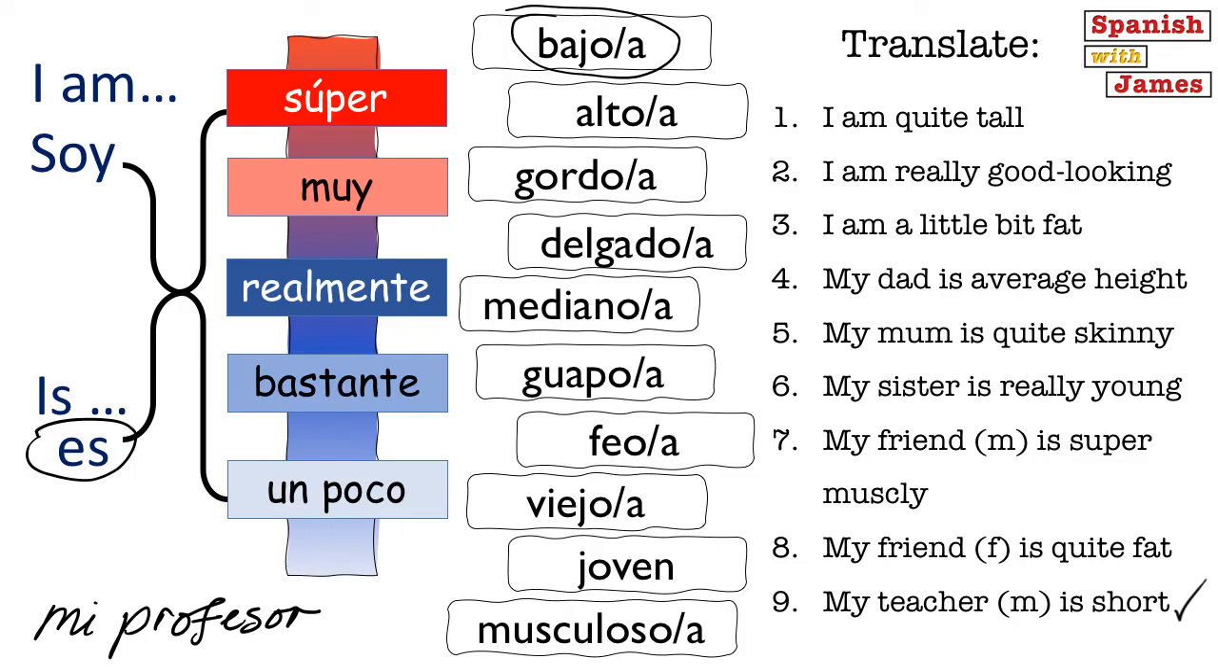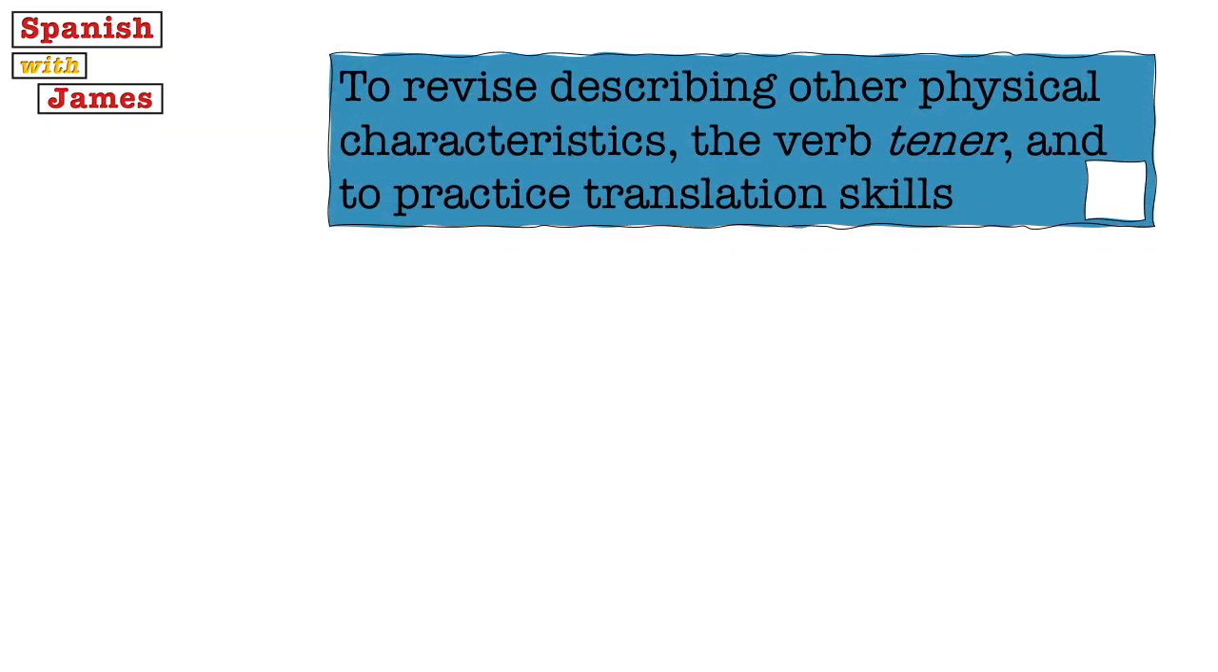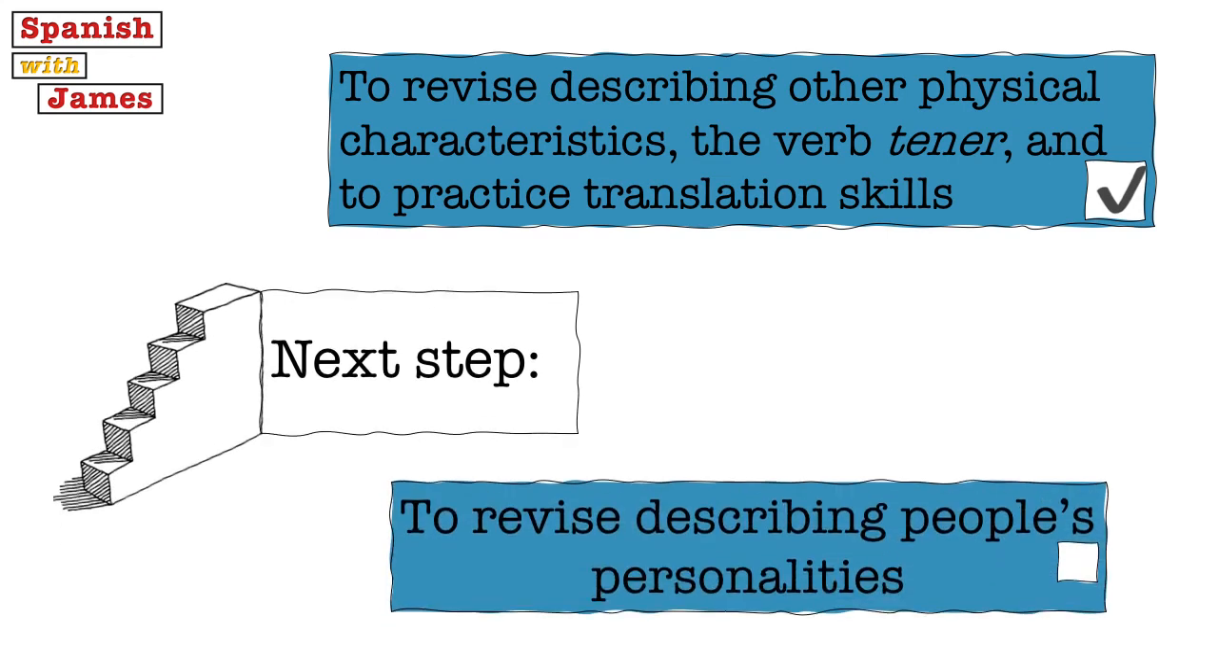Okay, so that's given us a chance to see how we can use this structure to give really nice detailed answers with a nice quantifying word about different family members or different people that we know, friends, teachers as well. And that completes our revision of other physical characteristics, as well as the verb tener, and some practice of translation skills. So let's tick that one off. And our next step is to revise describing people's personalities.